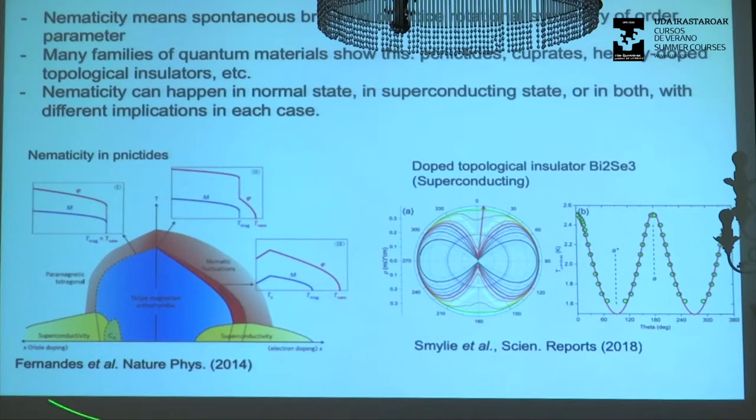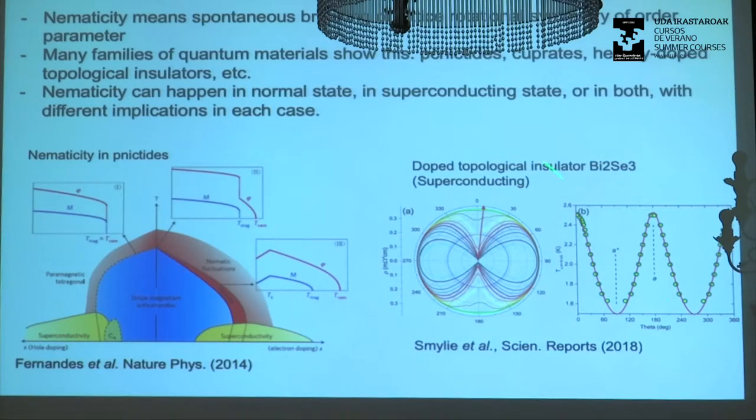So this is taken from a review by Rafael Fernandes of nematicity in the pnictides. In the phase diagram, what people see is that there is this red region here. It's the nematic state, with some nematic fluctuations on top, and it's characterized by anisotropies, for example, in the resistivity.